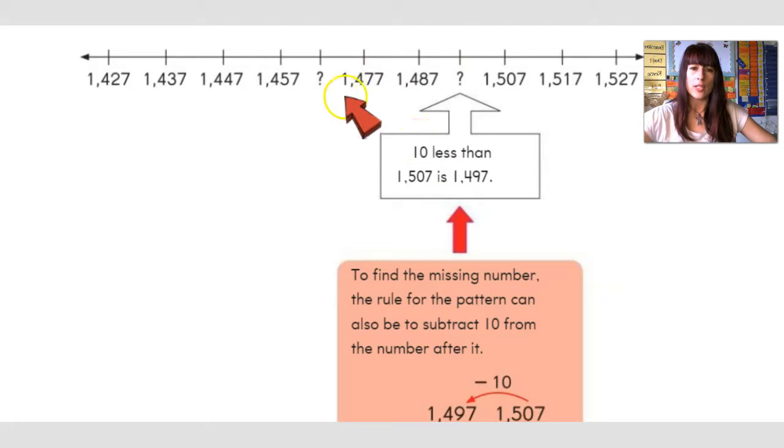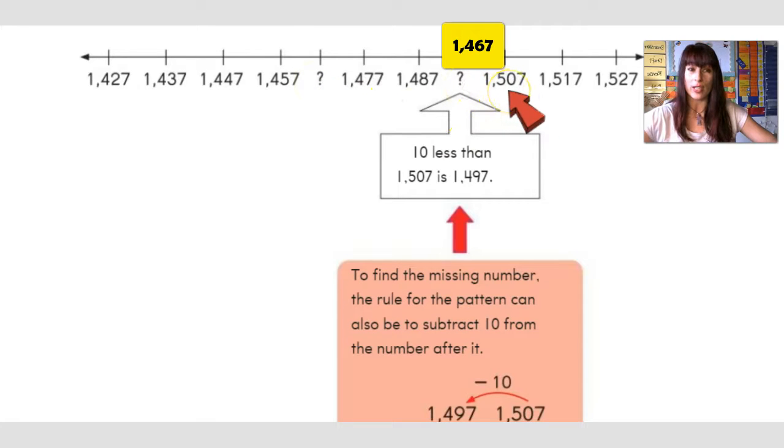Okay, so let's look at the numbers we have here. The number that I have here is 1,457, 1,477. So we said that we're going to use the rule to subtract, and we're going to subtract by 10 because here only the tens are changing. So I'm just going to go back by 10. I'm going to take away 10 from the number after the missing number. Okay, so here we have 1,477 minus 10 will be 1,467.